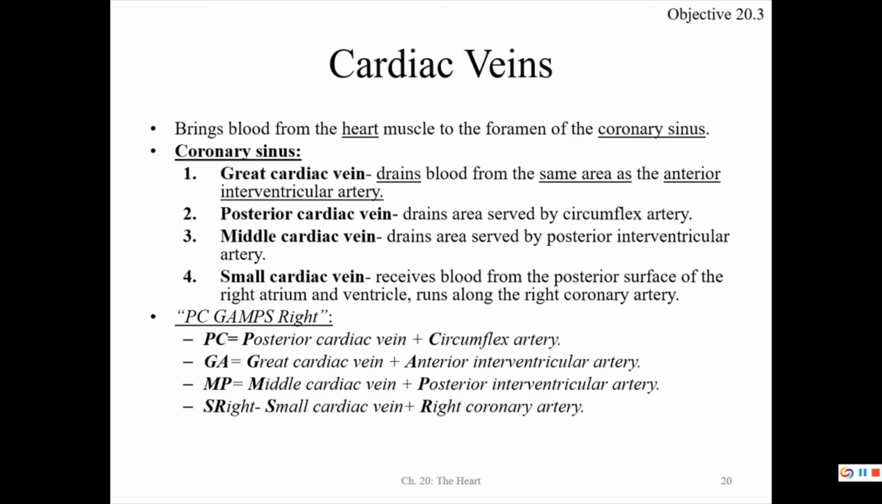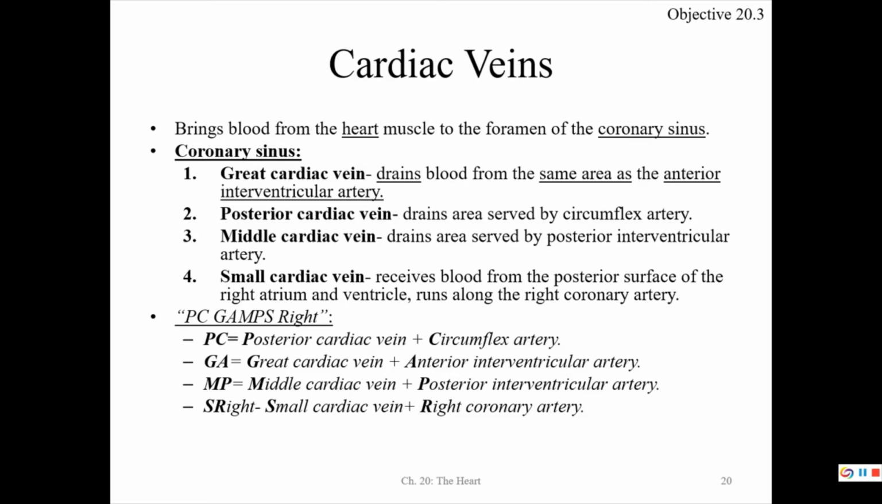Now, the blood goes into the coronary sinus, and to get here, we have the combination of great cardiac vein, posterior cardiac vein, middle, and small cardiac vein. They are all draining and receiving blood from the same areas as some of the major arteries provide blood to. For example, the great cardiac vein is pairing with and getting blood from the same area the anterior interventricular artery supplies blood to. The posterior cardiac vein is getting blood from the same area that the circumflex artery provides blood to. The middle cardiac vein is draining the same area that the posterior interventricular artery supplies blood to.